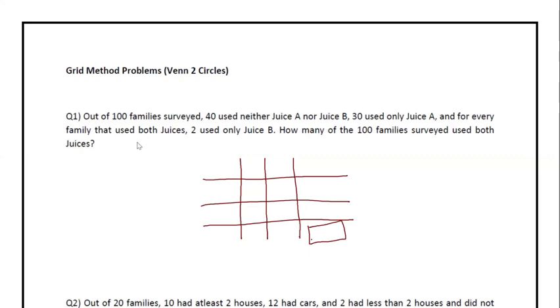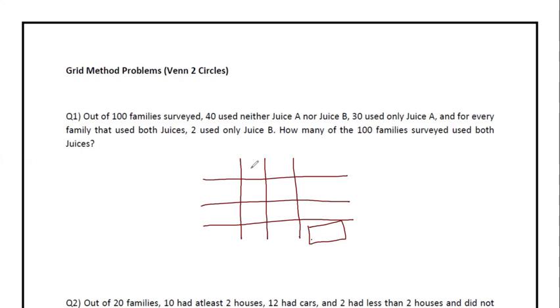If you read the first question, it says out of 100 families surveyed, 40 used neither juice A nor juice B. So by looking at the question, I know that this is something about juice A and juice B. If I read further, it says 30 used only juice A, and for every family that used both juices, 2 used only juice B. So how many of the 100 families surveyed use both juices?